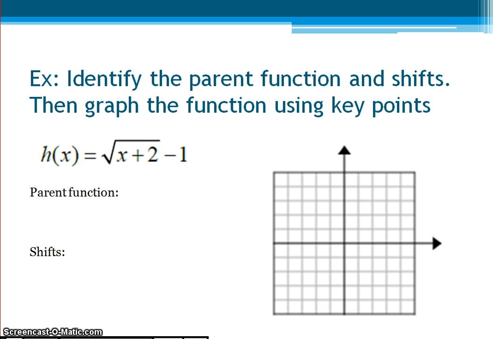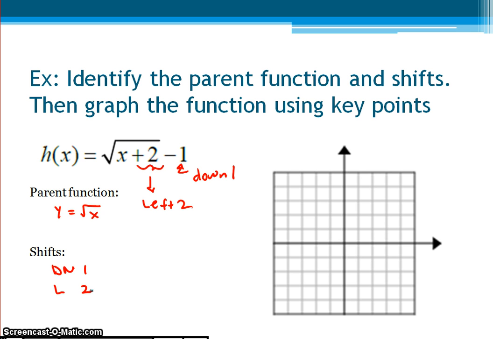Okay, so here we are going to graph. So we are going to identify the parent function, which is y equals the square root of x. This is down 1, and then this plus 2, it's our horizontal shift, and it's the opposite direction, so it's going to be left 2. So our shifts are down 1, left 2.